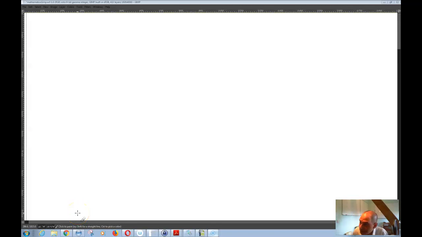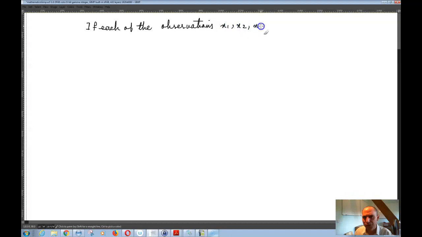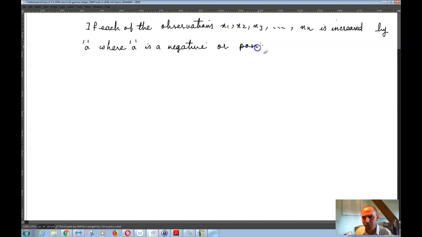Okay, so the next question that we have here is: if each of the observations x1, x2, x3 all the way up to x of n is increased by a, where a is a negative or positive number, show that the variance remains unchanged.